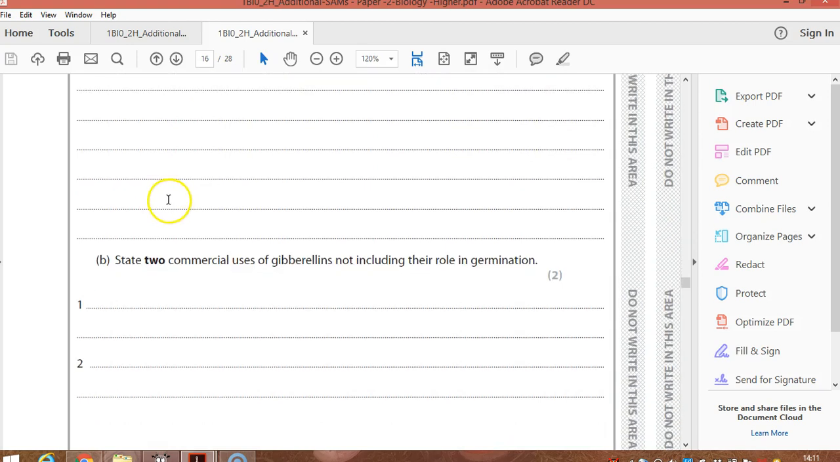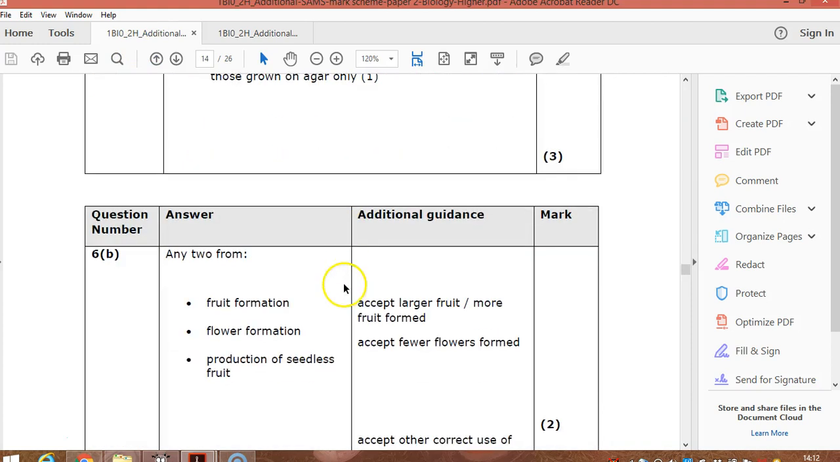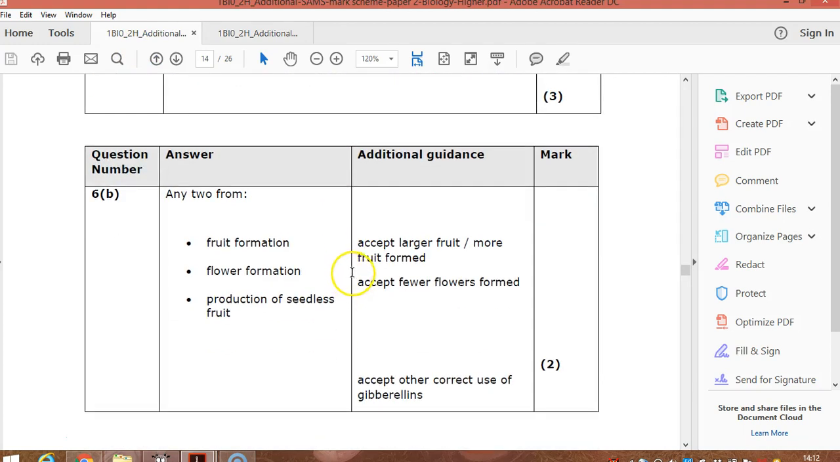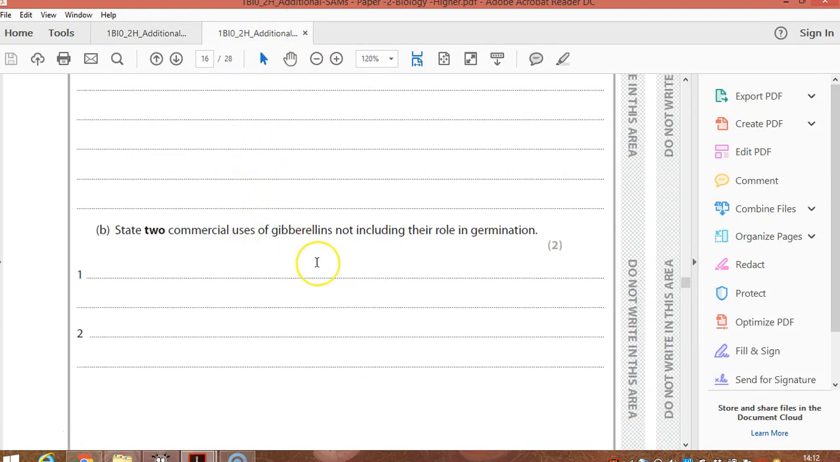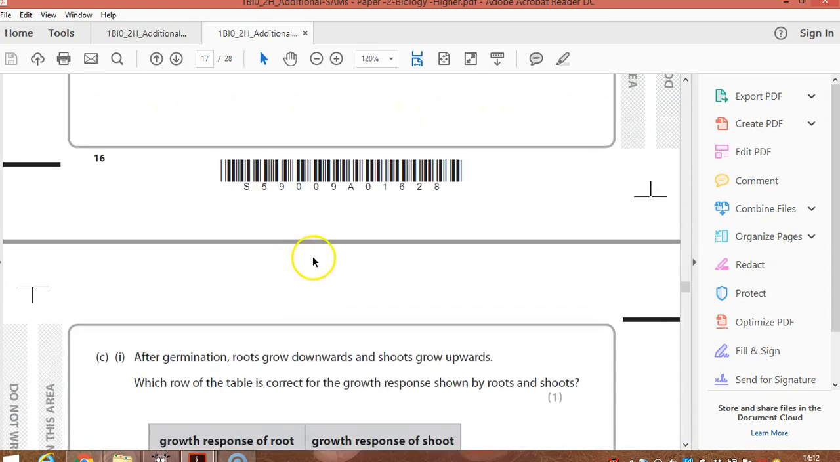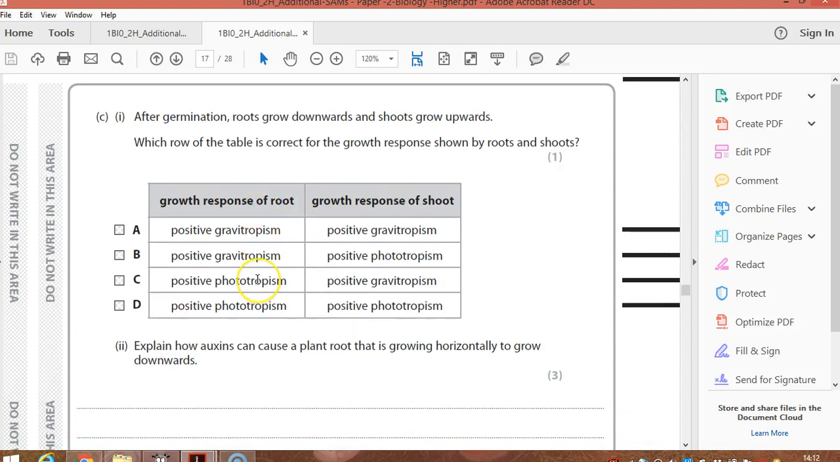State 2 commercial uses of gibberellins, not including their role in germination. That's because they've just talked about germination. 2 marks, off you go. So you could have said fruit formation, flower formation, production of seedless fruit. Or you could say larger fruit, fewer flowers, or other correct use of gibberellins. So I don't know if you know this, but bananas should have massive black seeds, but they don't because of gibberellins. Why don't you Google image it?